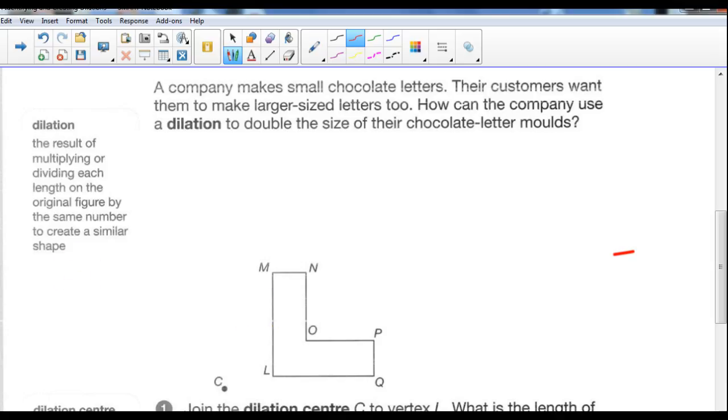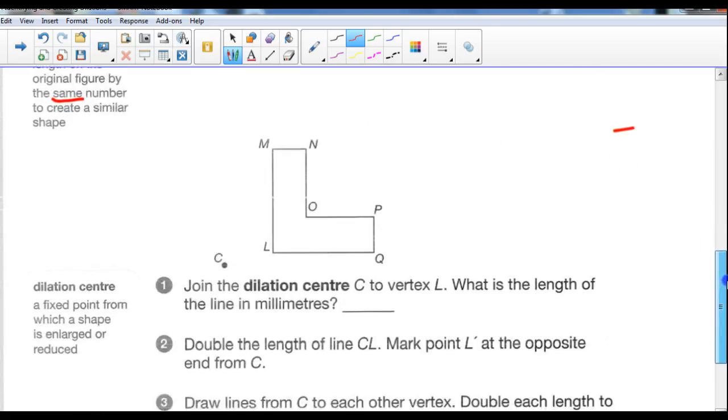So what is a dilation? The result of multiplying or dividing each length of the original figure by the same number to create a similar shape. A company makes small chocolate letters. Their customers want them to make larger size letters too. How can the company use a dilation to double the size of their chocolate letter molds? Okay, so they want to use dilation. How do we do that?